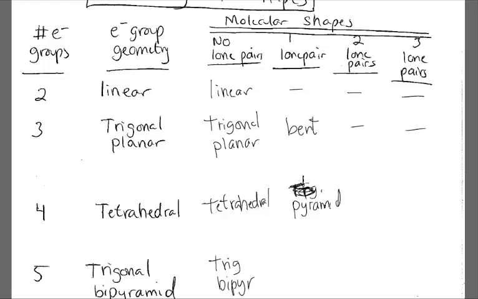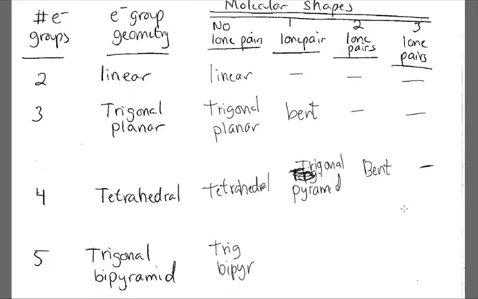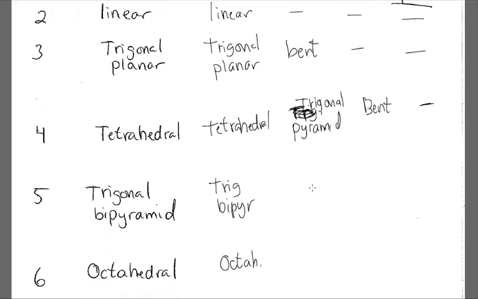I should rewrite that. Trigonal pyramid. And if there are 2 lone pairs, then that is bent. And there are not 3 lone pairs. All right, for 5 electron groups, if 1 of them is a lone pair, it's seesaw. If 2 is a lone pair, it's T-shaped. And if there's 3 lone pairs, this one is linear, which is very different than the linear with 2 electron groups. But the molecular shape is the same.